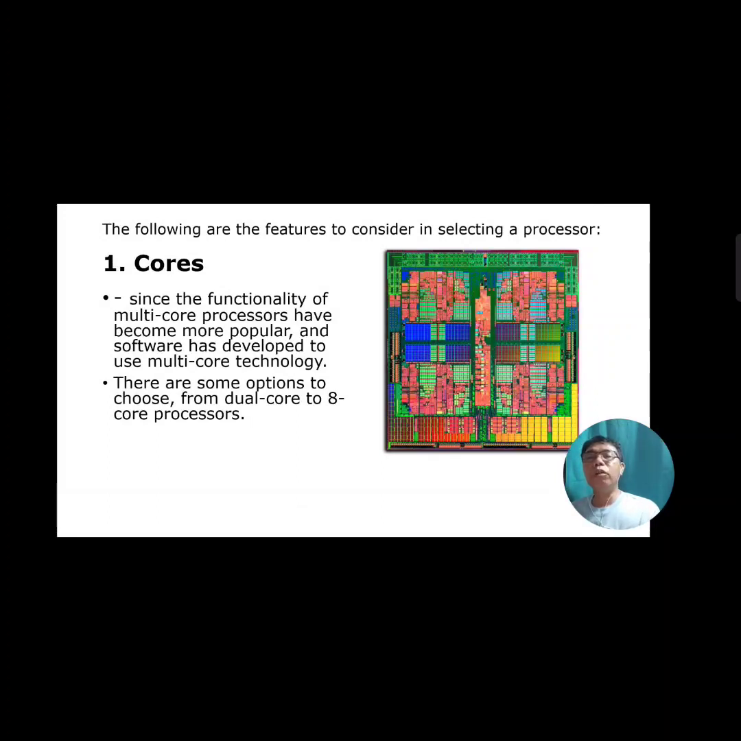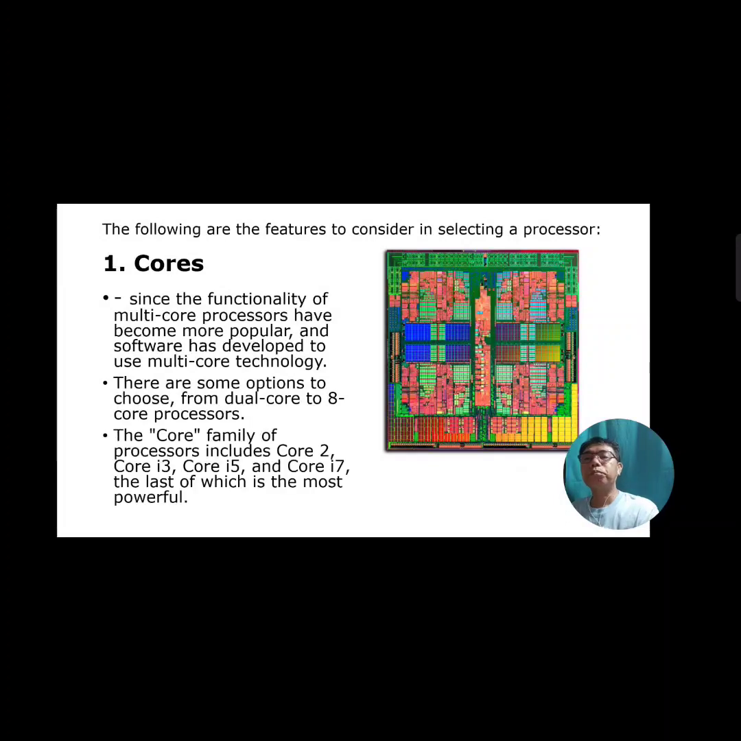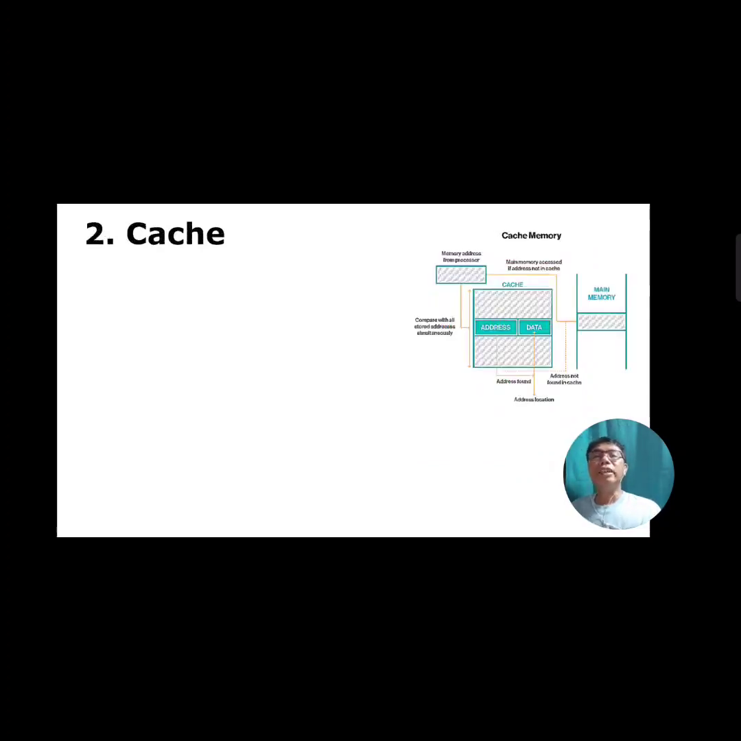Then there are some options to choose from. We have here the dual core to 8 core processor. Dual core meaning 2 layers of core only, up to 8 layers of processors. Then we have here the core family of the processors, which includes Core 2, Core i3, Core i5, and Core i7. The last of which is the most popular, which is the Core i7, a faster processor.